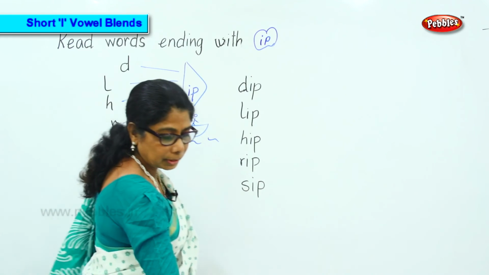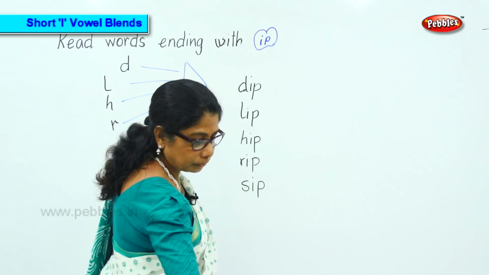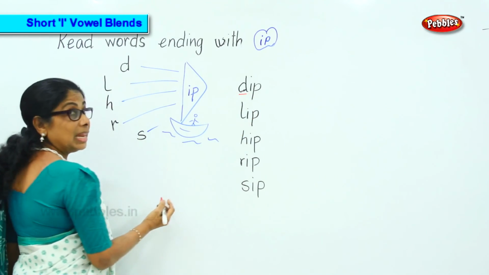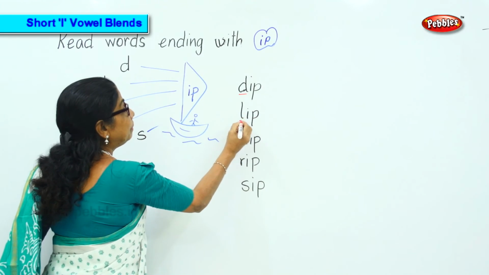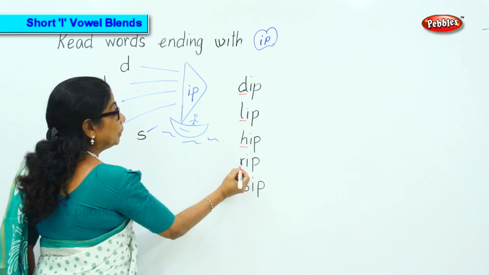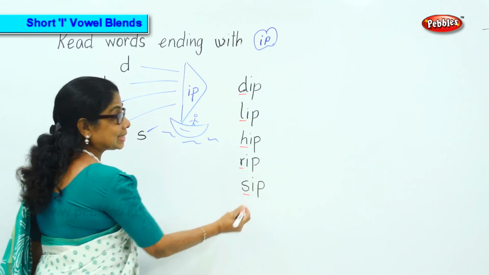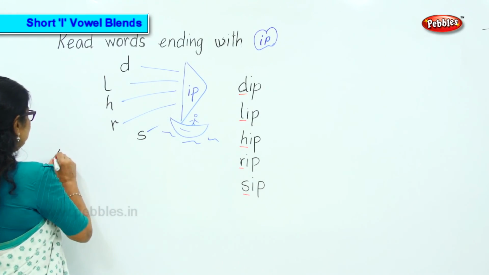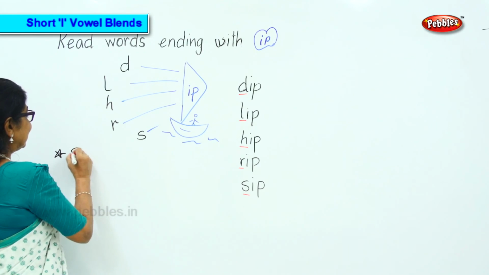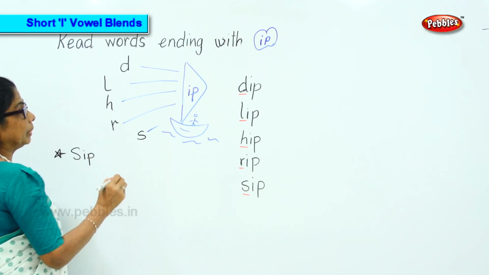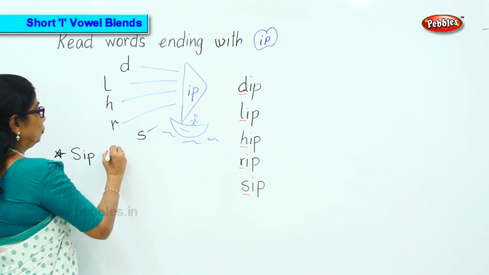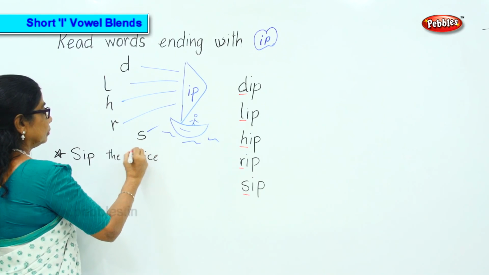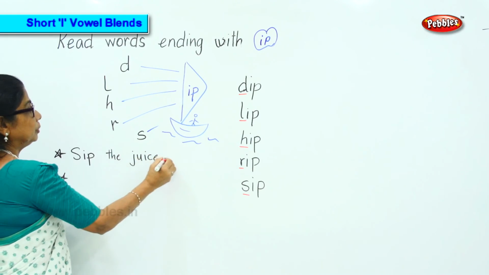Okay. You have dip, lip, hip, rip, sip. Let's get down to make sentences. Now you can say, sip the juice. Okay, sip the juice.